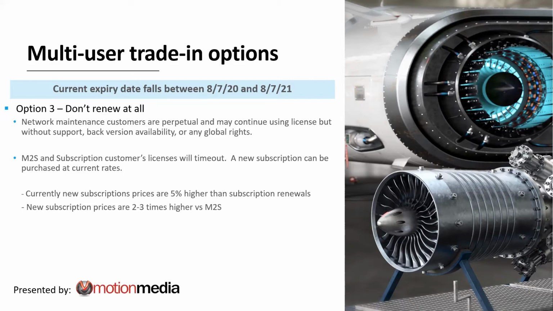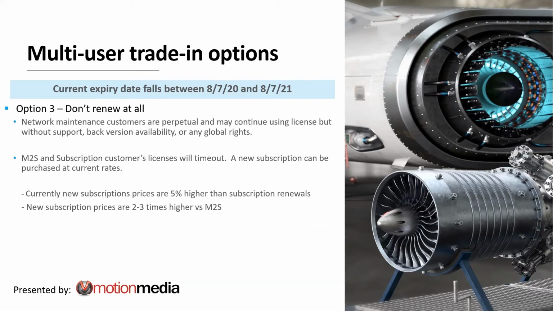The back version support is probably the big one that gets a lot of people, because most people who are in the middle of a production are probably not on the very latest version, and so that becomes very important. But you don't have to renew. If you have M2S, maintenance to subscription, if you've already converted to subscription or you have a regular subscription, those are all term-based licenses, and your license will time out. Of course, you can always buy a new subscription later on.